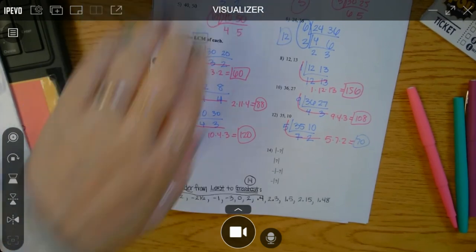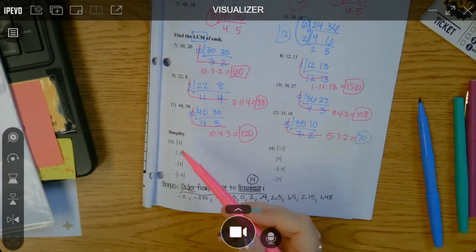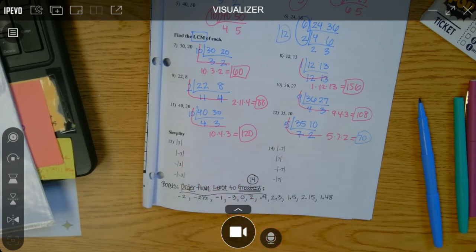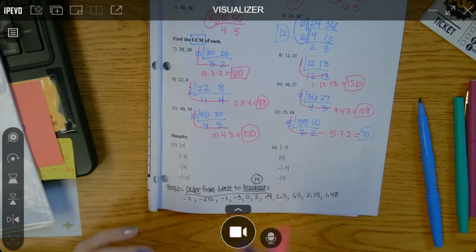Now on to our last ones. Our next section is to simplify these. What are those bars called again? Yeah, absolute value signs, meaning how far is that number from 0? And since it's a distance, distances are always positive.